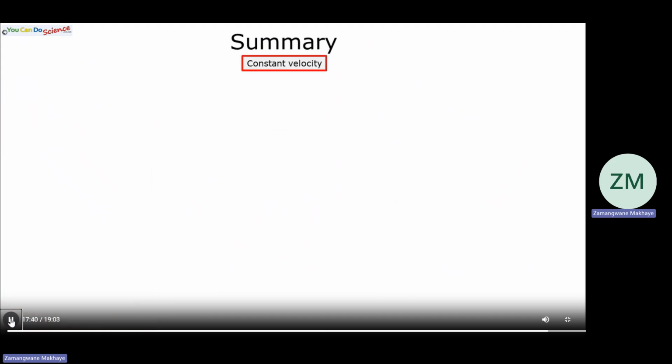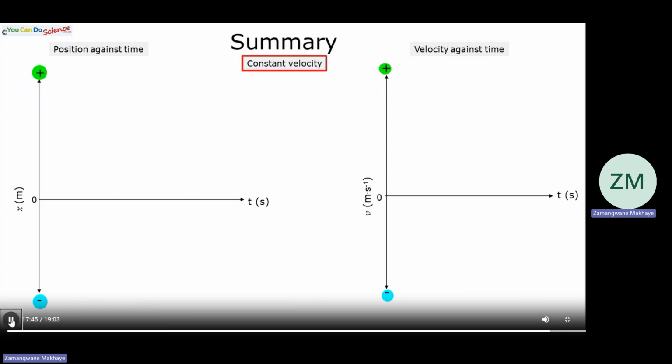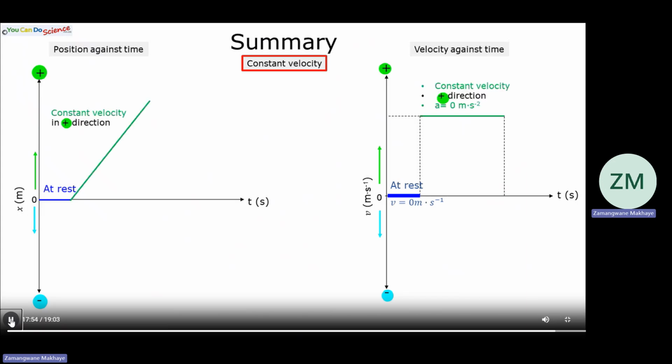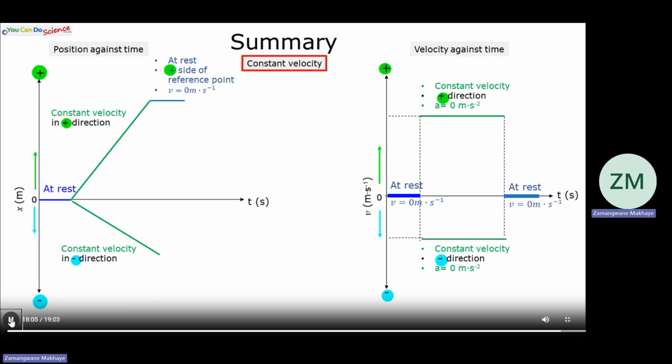For a summary, we're going to use a sketch graph. You must be able to draw the different graphs. Make sure that you know when an object stands still on the reference point, moving with a constant velocity in a positive direction, moving with a constant velocity in a negative direction, standing still on the positive side of the reference point, standing still on the negative side of the reference point.